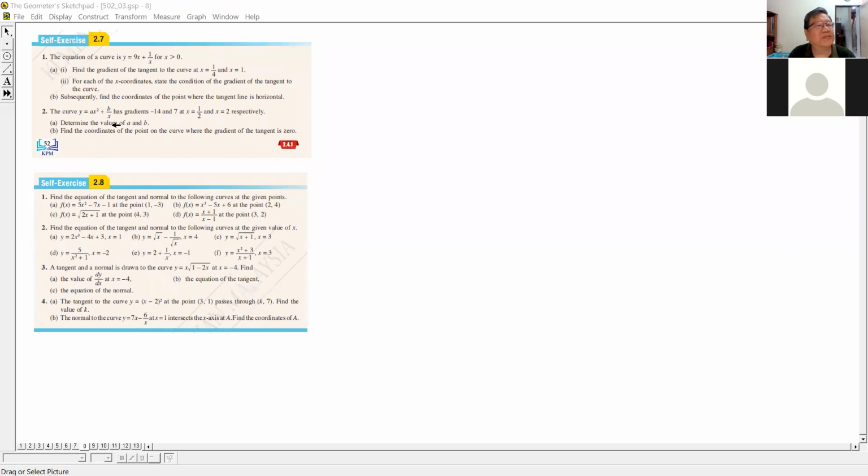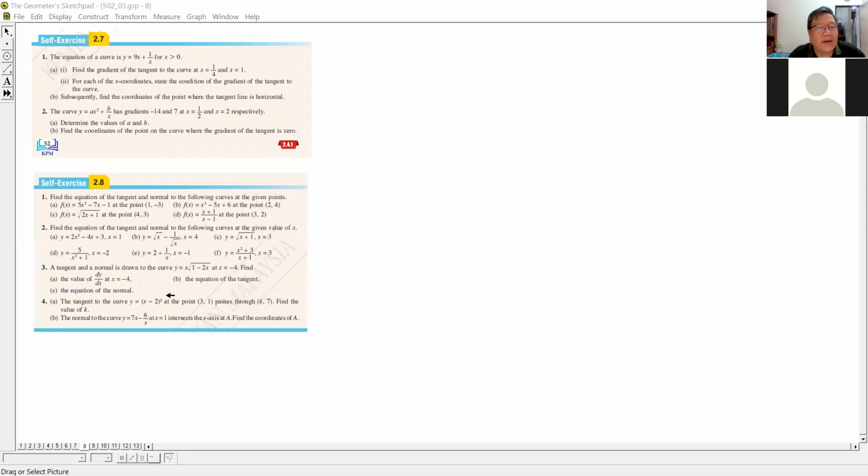Now, look at self exercise 2.8. The homework for today is self exercise 2.7 and self exercise 2.8. Try the simple one first, equation of tangent and equation of normal. Try number 1a and number 1b. Find the equation of tangent and the equation of normal.